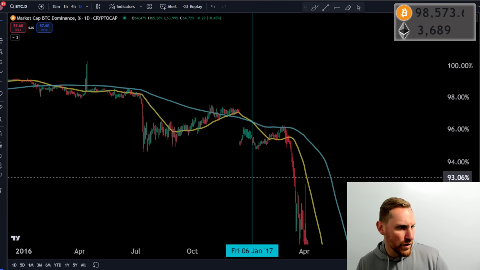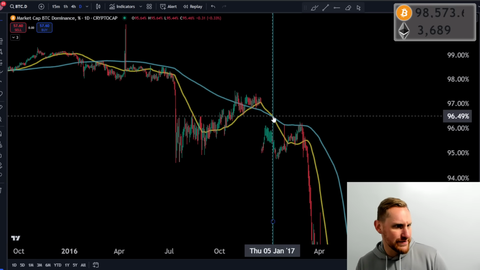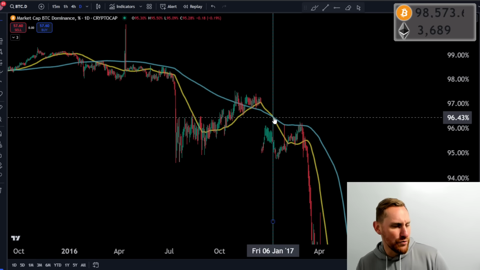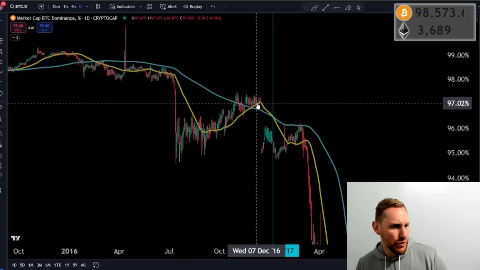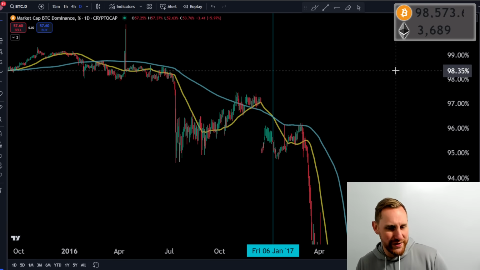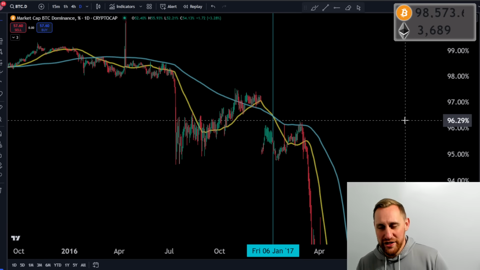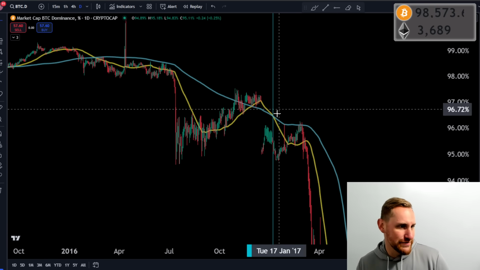Well, what you'll notice from this cycle is a little bit different, right? We had a death cross here in January 2017. Not a more convincing one because we already did have one in February 2016, but we had a golden cross, and then we had another death cross here on January 6th, 2017. And that happens today, January 6th, 2025. Exactly 8 years later. But anyways, touche.